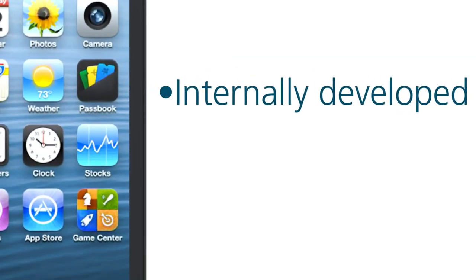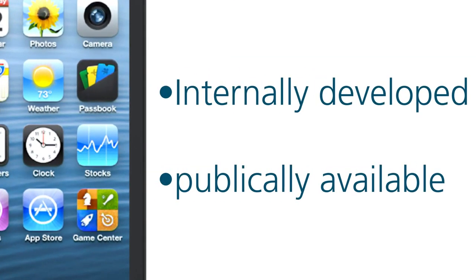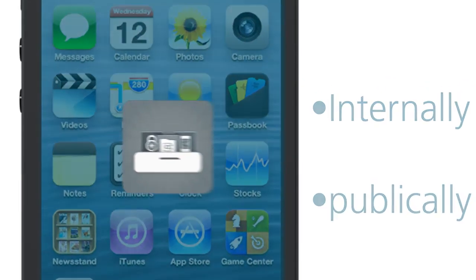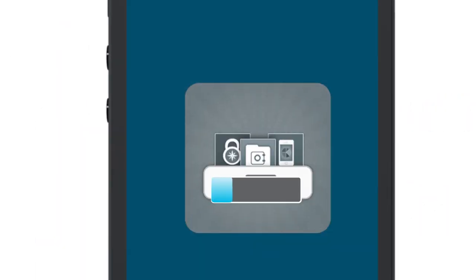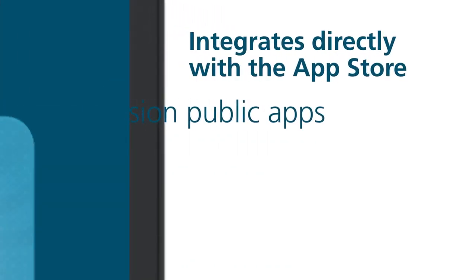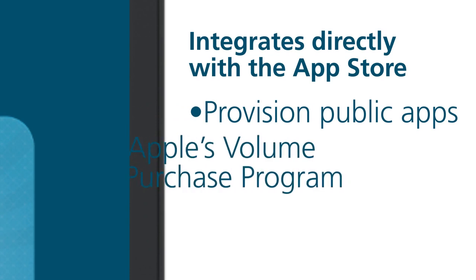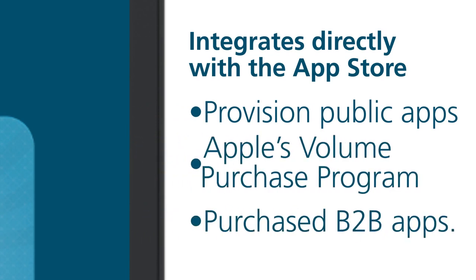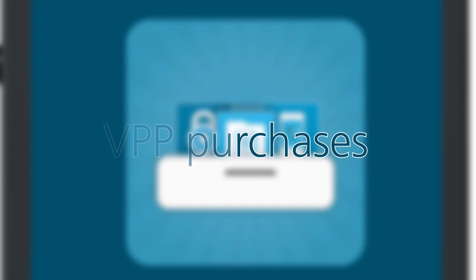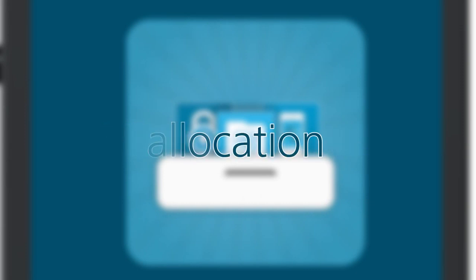Enable iOS devices with internally developed and publicly available applications by creating a custom enterprise app catalog that allows employees to centrally access and download private applications. AirWatch integrates directly with the App Store to provision public apps and Apple's Volume Purchase Program for purchased B2B apps. AirWatch provides a flexible module for centralized order management and tracking of VPP purchases, allocation, and redemption of licenses.